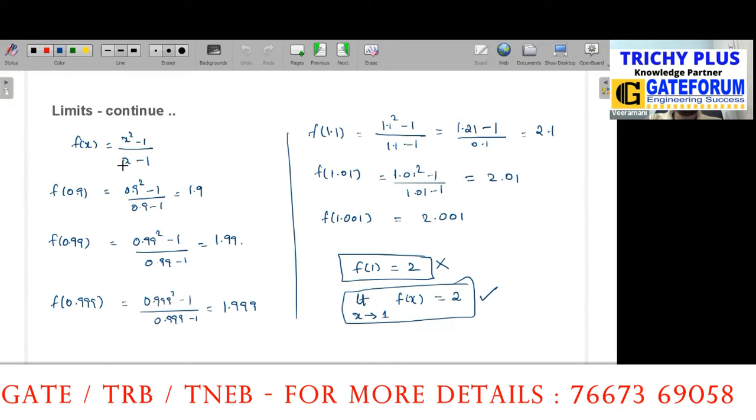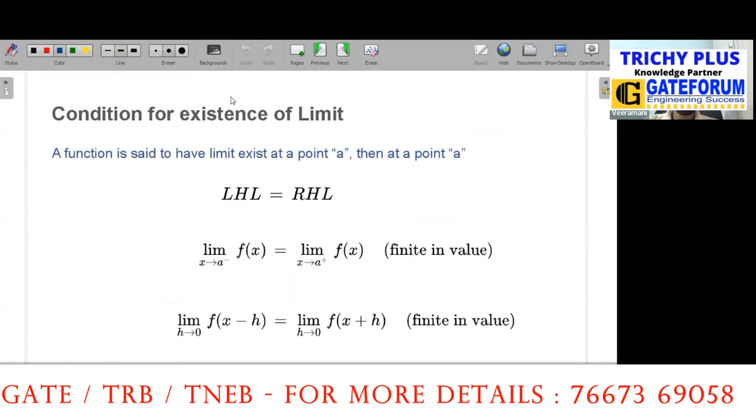Is it clear, everyone? This is a basic concept in calculus. If you understand this, it's very essential to understand this concept. Any doubt here? Clear, sir. Okay, good, fine. Then we will go for the condition for existence of limit.